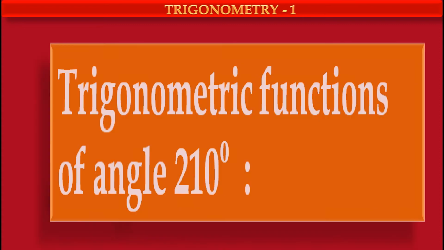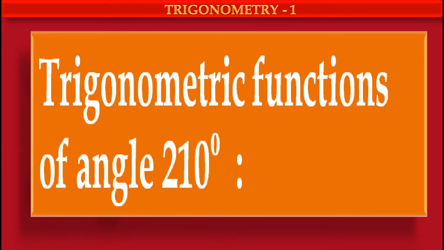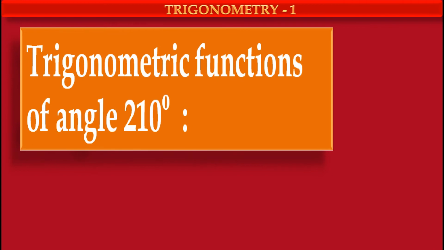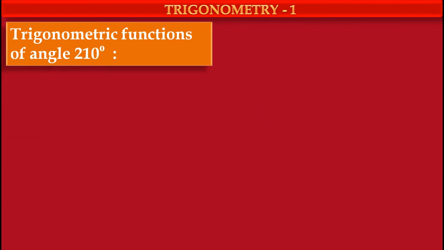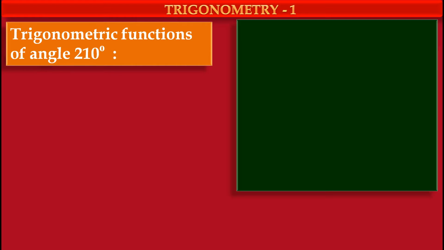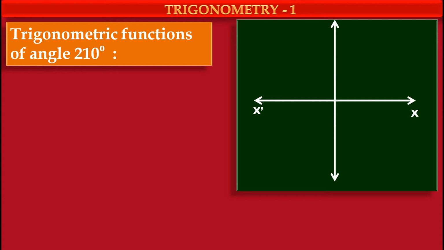Friends, now see how to find trigonometric functions of angle 210 by using a circle. We have to draw a coordinate system. This horizontal line is the x-axis, or we can say x-x dash. This vertical line is the y-axis or y-y dash. So we have to draw a circle, especially a standard unit circle. Now see, what is this standard unit circle?